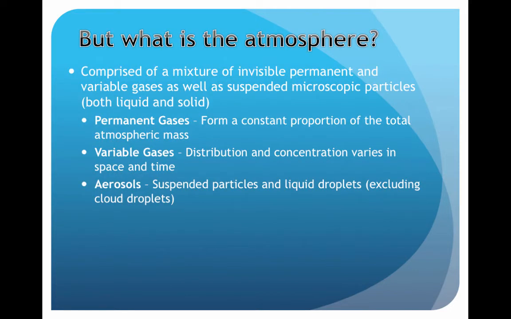But what is the atmosphere? It's comprised of a mixture of gases. Some are permanent, some vary over time. The permanent gases are the ones that we have a constant proportion of all the time. The variable gases, which we'll talk about, such as water vapor, vary depending on where you are. And then there's these little things called aerosols. They're the little suspended particles and droplets that are in the atmosphere.